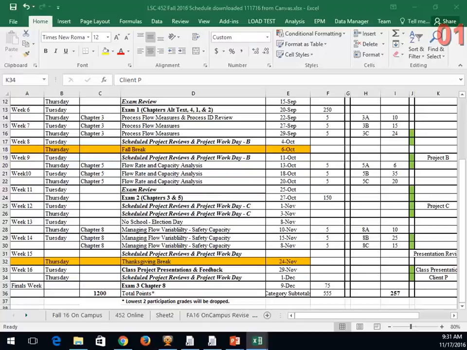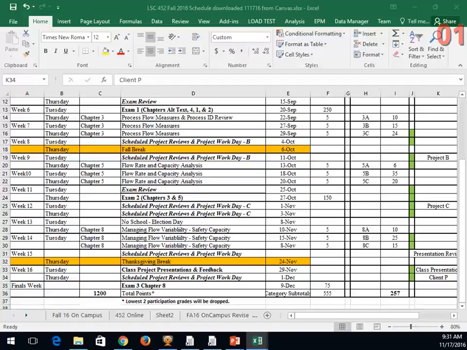Scotty? For the class presentations, are we supposed to dress nicely? I'm not as concerned about that when you present to your clients. Okay. I have an expectation that you'll be in at least business casual. You don't have to have suits and ties, but at least nice slacks and shirts. Okay?